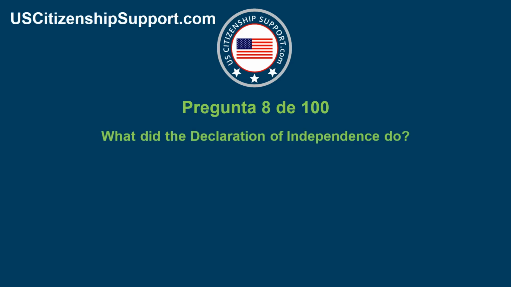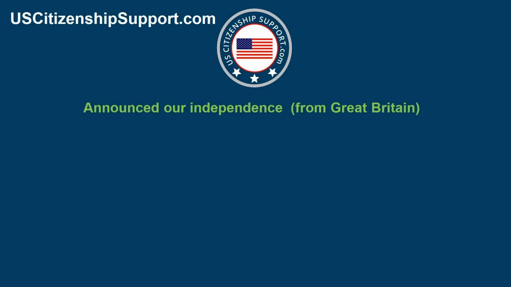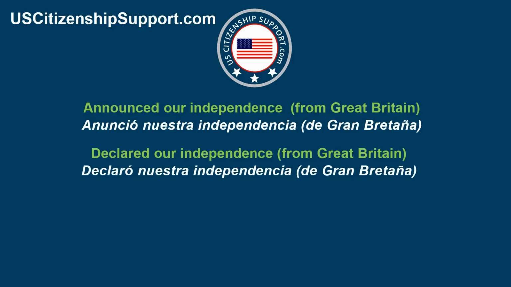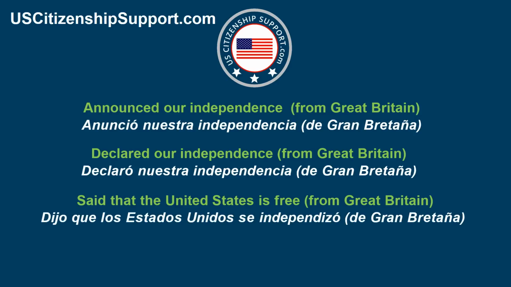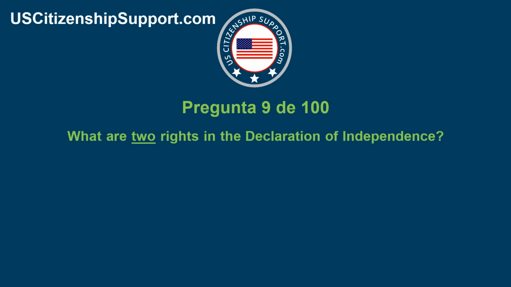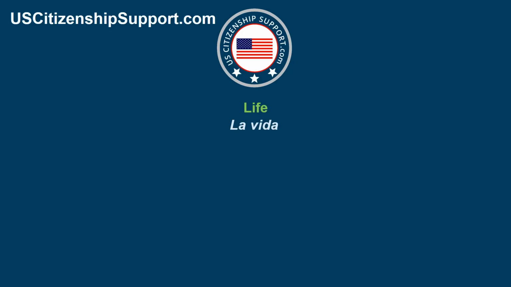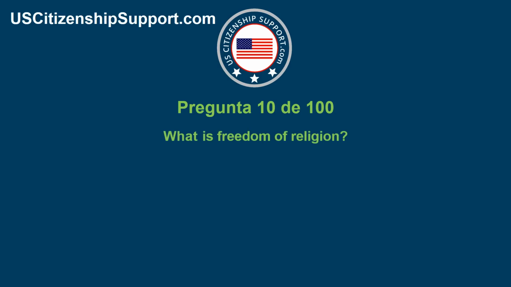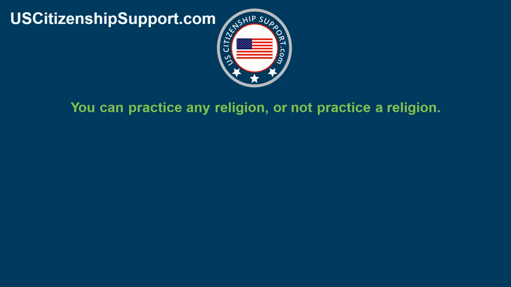What did the Declaration of Independence do? Announced our independence from Great Britain. Declared our independence from Great Britain. Said the United States is free from Great Britain. What are two rights in the Declaration of Independence? Life, liberty, pursuit of happiness. What is freedom of religion? You can practice any religion or not practice a religion.